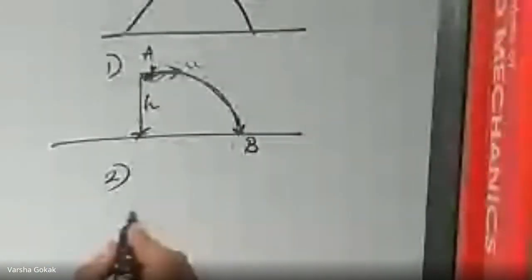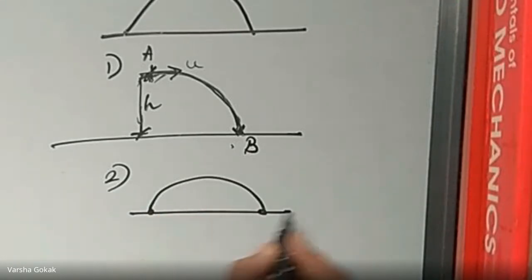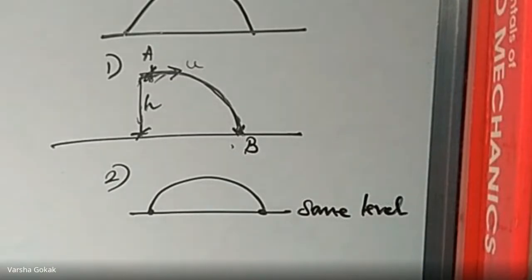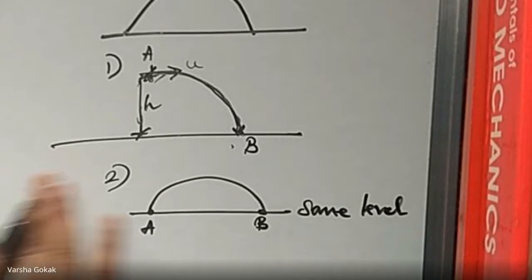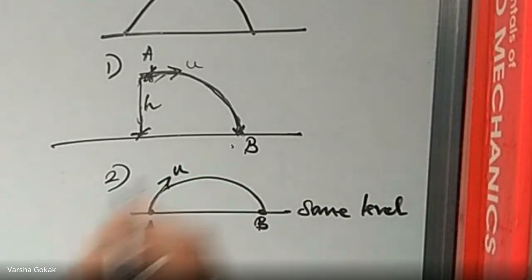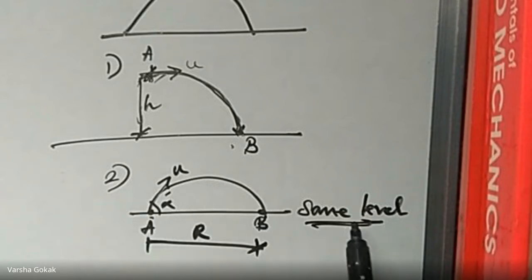The second set of numericals is when your starting point and the drop point are both at the same level. Your point A and point B are at the same level. That means you're standing on the ground, A and B at the same level. You give an initial velocity u to the particle, and it goes and falls at point B. This is your range, this is your alpha, everything, right? So this is the second case where both points A and B are at the same level.